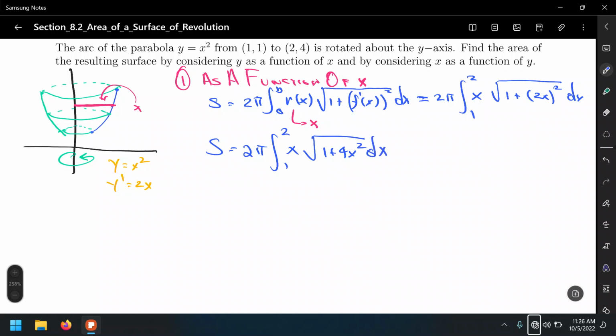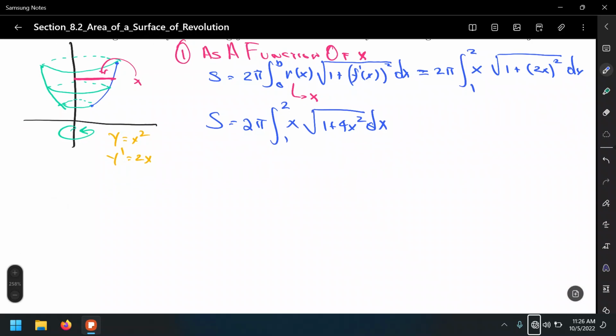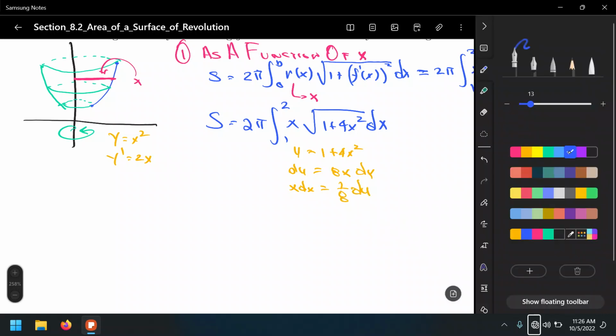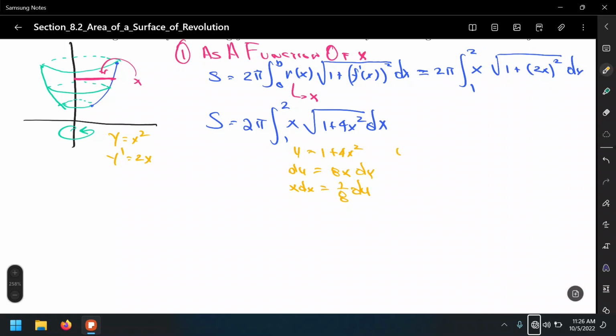Alright, so let's look at this integral. What would be a good method to evaluate this integral? U-substitution, right? I think it's a good one for u-substitution. So u equals 1 plus 4x squared, du equals 8x dx, that means x dx equals 1/8 du. And also we need to change the limits, u of 1 and u of 2.